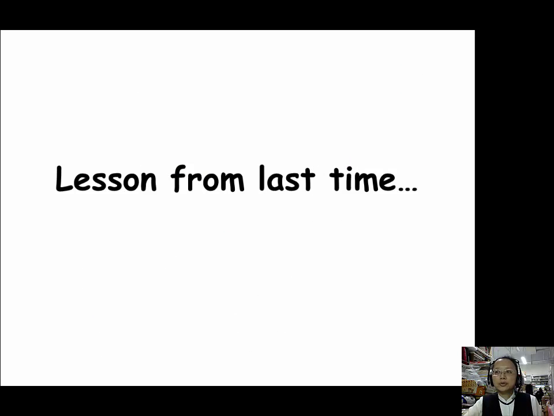In this part, we will start learning prefixes and suffixes regarding shapes. However, let's review what we learned last time.